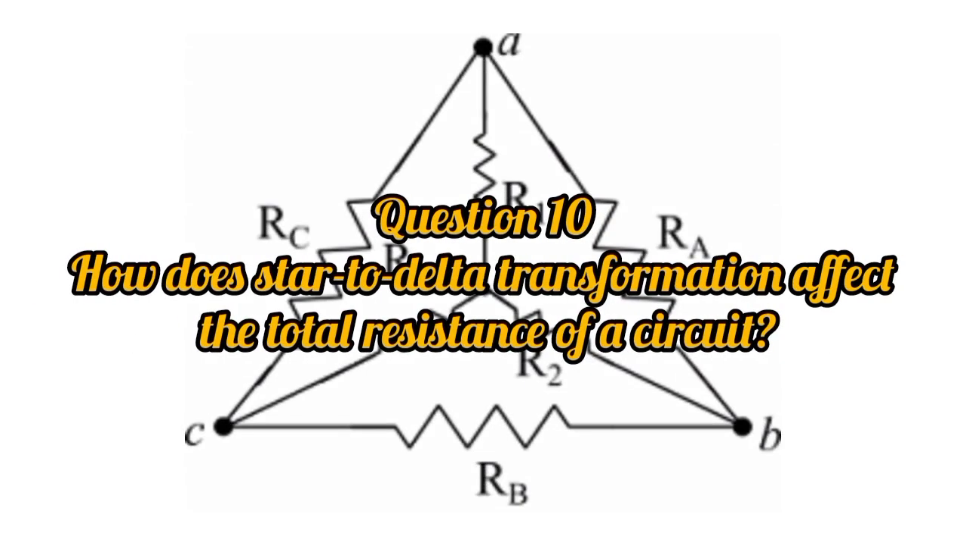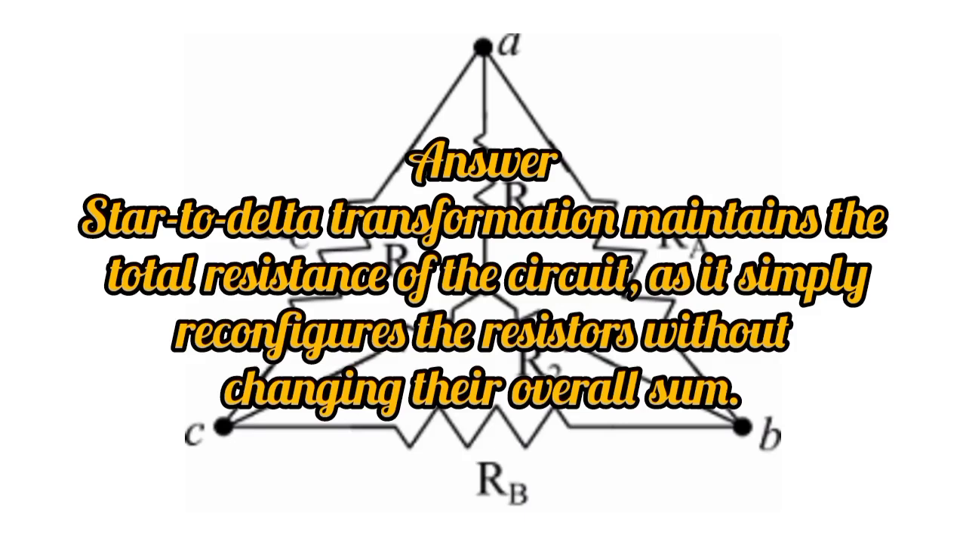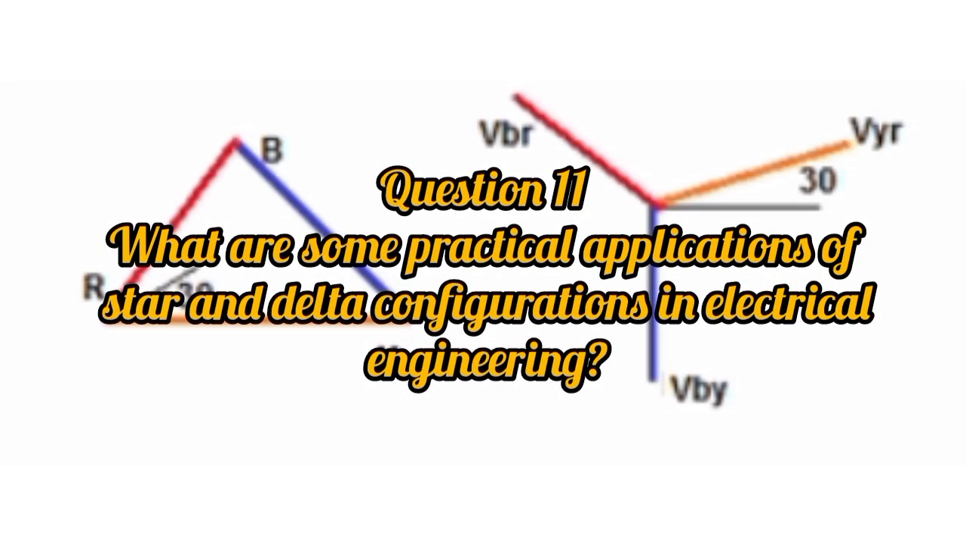Question 10. How does star-to-delta transformation affect the total resistance of a circuit? Answer. Star-to-delta transformation maintains the total resistance of the circuit as it simply reconfigures the resistors without changing their overall sum.